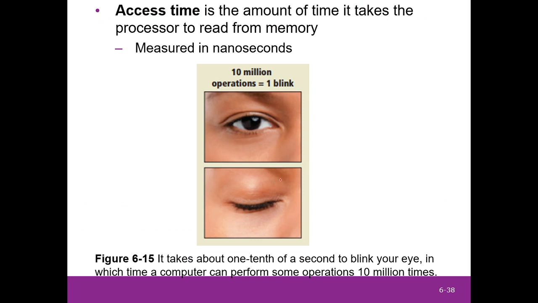अच्छा जी. Memories, all the memories that we have talked about, they all have this one important characteristic which basically determines the speed of these memories, and that characteristic is called access time. Access time is the amount of time it takes for the processor to read from the memory. Okay? So it is measured in units of time, and that unit of time is becoming smaller and smaller with time. Memories are becoming faster and faster.